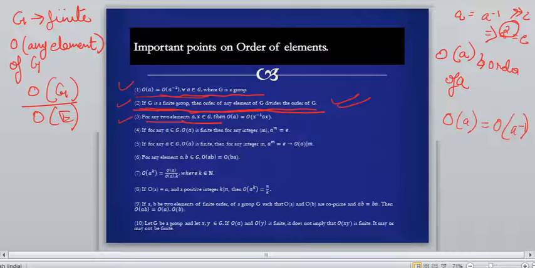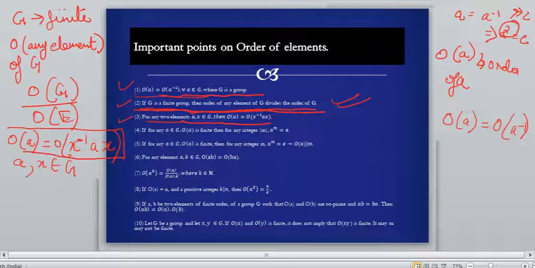For any two elements A, X belonging to G, the order of A is equal to the order of X inverse A X. So it's given this way, the third point: order of A is equal to order of X inverse A X. If A, X belong to G, then this condition is bound to happen.